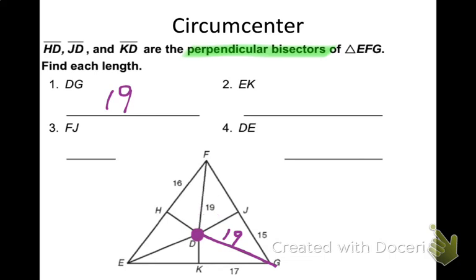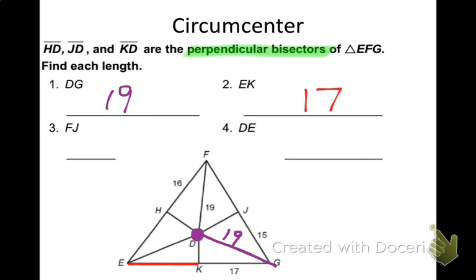Well, let's try EK now. I want to find EK. So I want to find this distance right down here. Who thinks they can figure out what EK is? Tina? It is 17. Nice job. Because, again, DK is a perpendicular bisector, cuts the segment in half, so EK has to be 17.